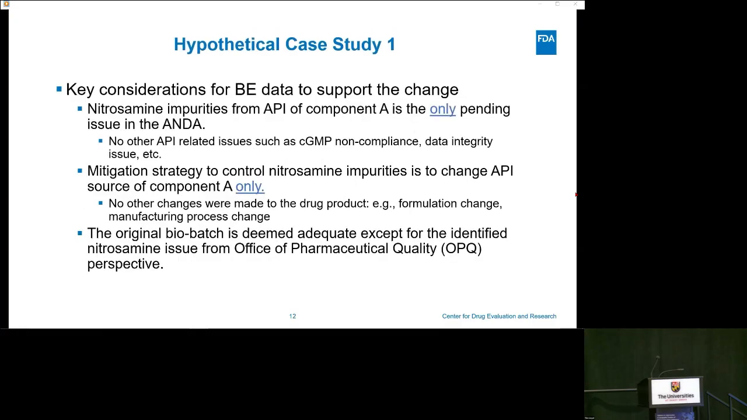Some key points regarding the BE data needed for the API source change. The nitrosamine impurities in the original API of component A are the only outstanding issue in this application, with no other concerns like cGMP non-compliance or data integrity problems. Regarding the mitigation strategy, the only change being made to the drug product is the API source change. No other modifications are involved. Also, the original biobatch manufactured with the original API is considered adequate from the OPQ perspective, with the exception of the nitrosamine issue.